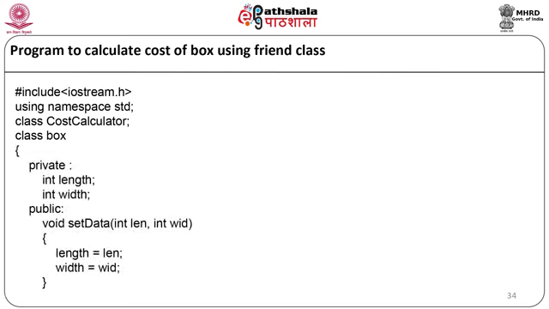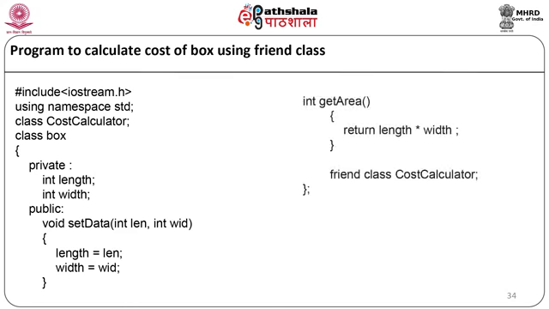Here in the private section we will have data members integer length and integer width. In a public section we will have a member function setData, where it will accept two parameters, integer length and integer width. Length will be equal to length and width will be equal to width. Our function will end here. The second member function will be integer getArea, return length into width. Our getArea function will end here. Now we are going to have friend class CostCalculator semicolon, and our class Box will end here.